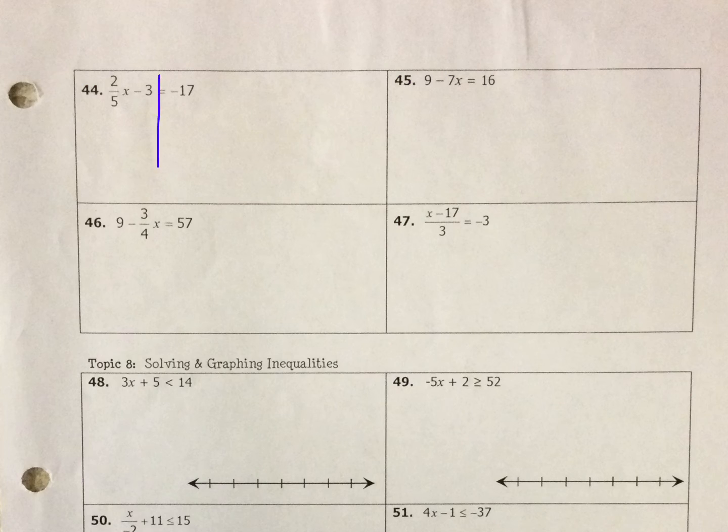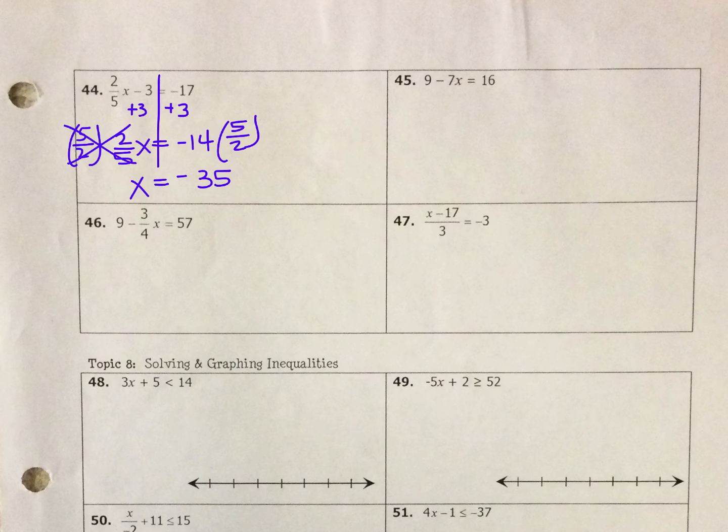On 44, first we're going to add 3. I get 2 over 5x equals negative 14. And now I'm going to multiply by the reciprocal, 5 over 2. That cancels out. I got an x left on the left and negative 35 when I multiply negative 14 by 5 over 2. I get negative 35 on the right.